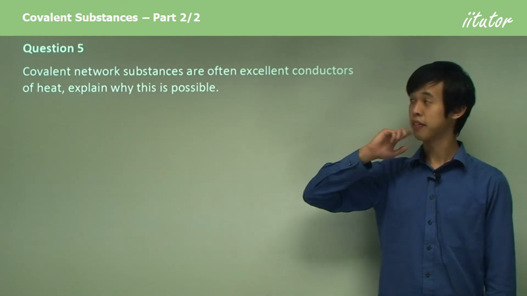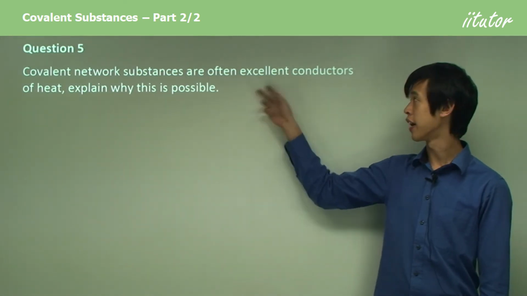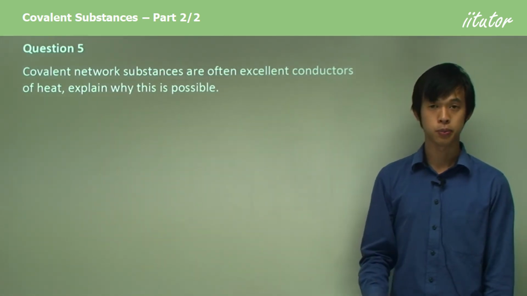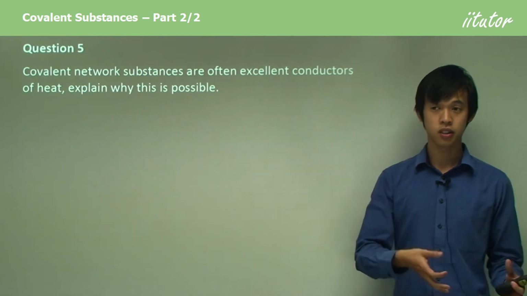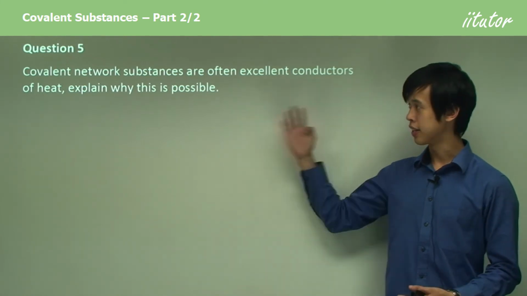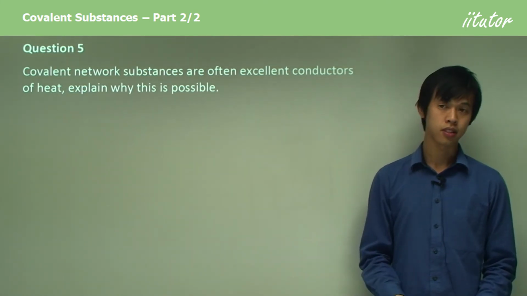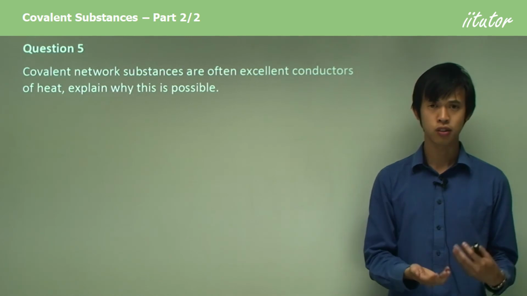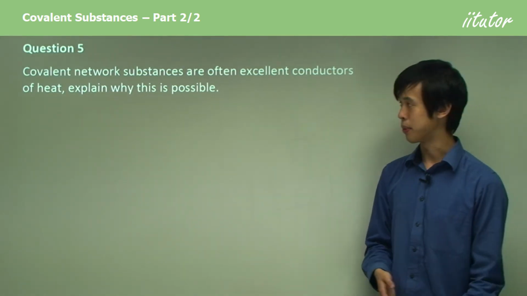So question 5. Covalent network substances are often excellent conductors of heat. Explain why this is possible. So in the last question, we just saw that all covalent substances are poor conductors of electricity. But it seems that covalent network substances are excellent conductors of heat. Usually those two things go hand in hand. Why would this be possible?